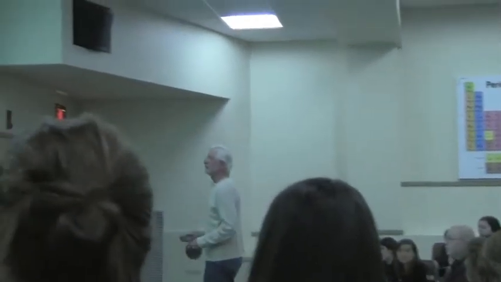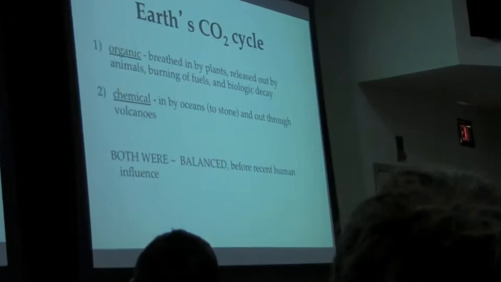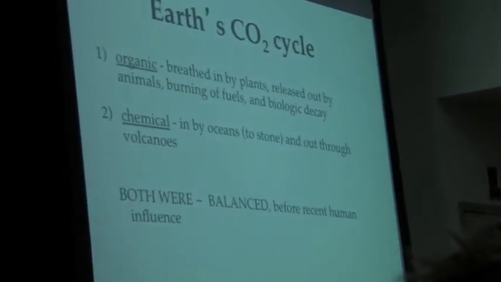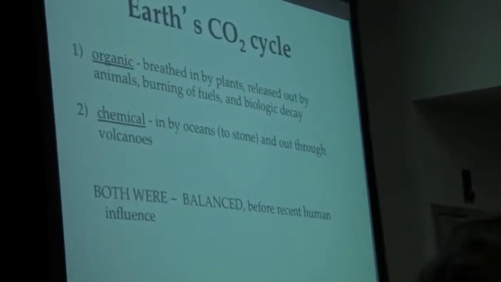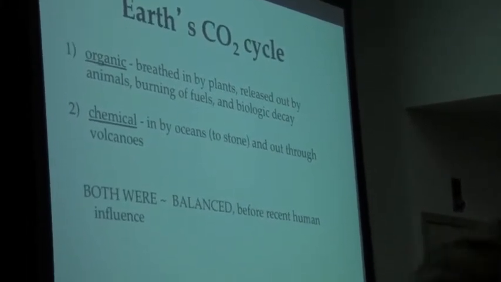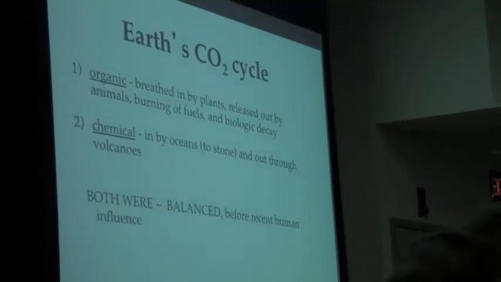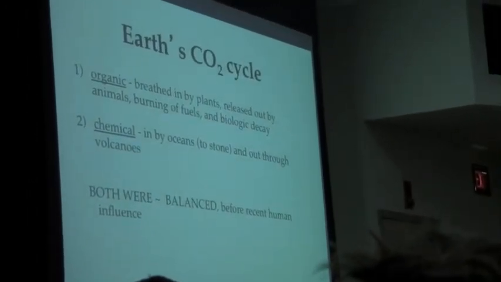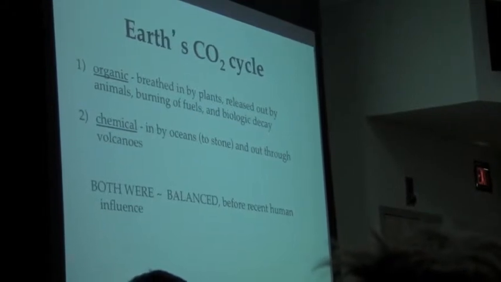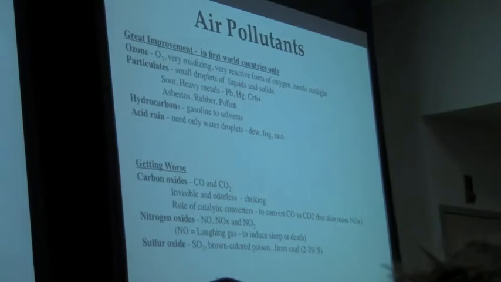So the Earth's CO2 cycle, partly organic, breathed in by plants, released by animals, including us, and biologic decay. There's the chemical side, breathed out by volcanoes, in by our oceans. Both were basically balanced until we began to affect the Earth with the onset of the Industrial Revolution, started about the year 1800. All right, so we made improvements in first world countries only.